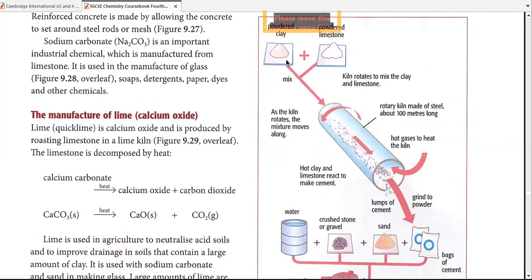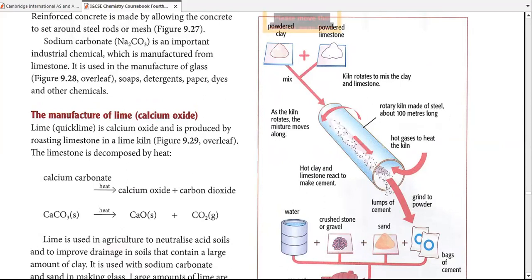Okay. Now take a look at the top of the diagram. You would see that we have taken powdered clay and limestone and we have mixed them, and then we send them into a rotary kiln. A rotary kiln is a kiln that rotates and the mixture moves along. So it mixes whatever we send in. A rotary kiln is made out of steel and it's about 100 meters long. So in the cement industry, this is the longest structure. 100 meters is too long.